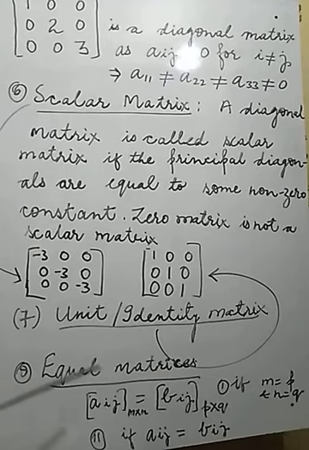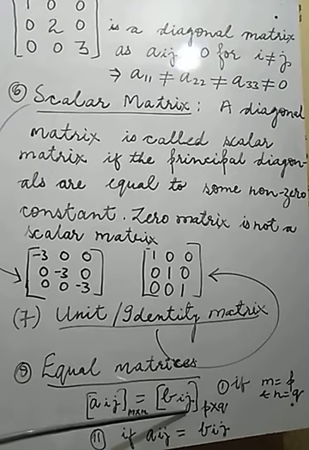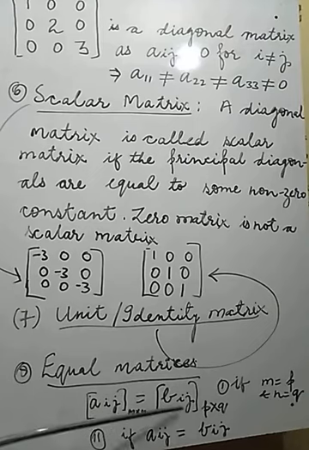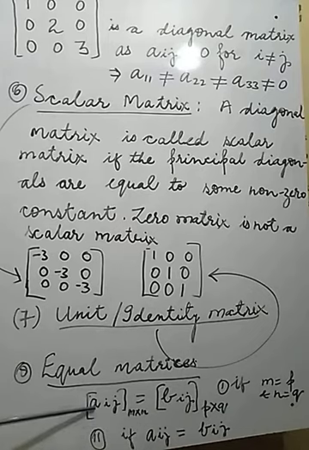Condition number 1. If m is equal to p and n equal to q. What meaning is there? Both the matrices are of the same order. If this one is 2 by 2, this must be 2 by 2. If this one is 3 by 3, this must be 3 by 3. If this one is 3 by 4, this should also be 3 by 4, of the same order. If the same orders are there, only then these two matrices are equal.